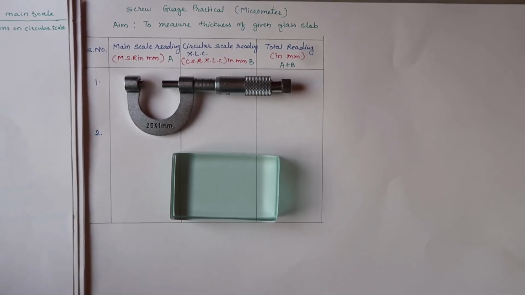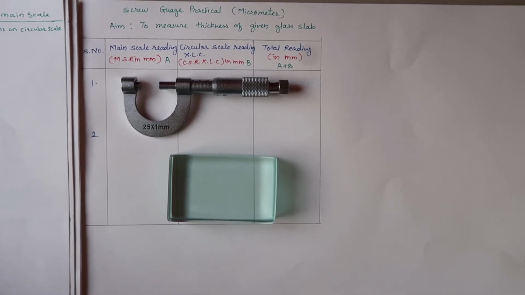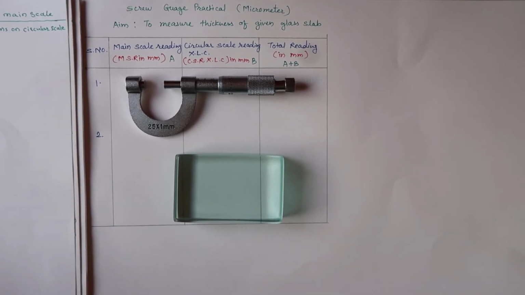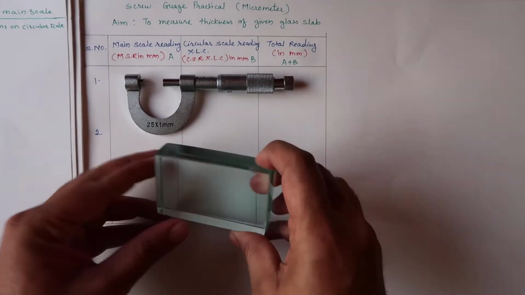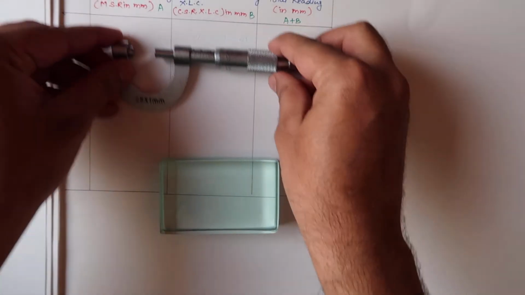Now we are going to perform yet another screw gauge practical. In the last practical we have seen how to measure the diameter of a wire using a screw gauge. Now we will see how to measure the thickness of this glass slab using a screw gauge.